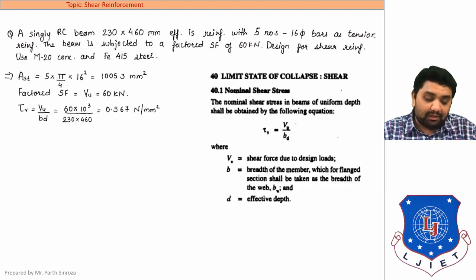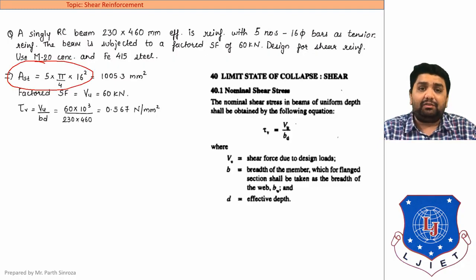So the first thing will be to calculate tau v, and for that we will first calculate the AST, which we will require later on. As 5 numbers of 16 mm diameter bars are given, AST will be 5 into pi by 4 into 16 square, which comes out to be 1005.3 mm square.